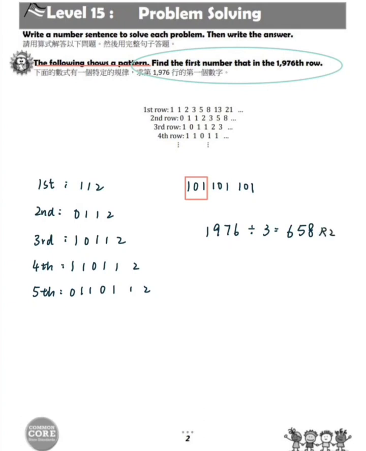So now as we count the remainder, we have 1, 2, 3 of our pattern. The remainder 2 will be the second number of the pattern. The second number of the pattern is 0. That means the first number for the 1976 row is 0. And that will be our answer.